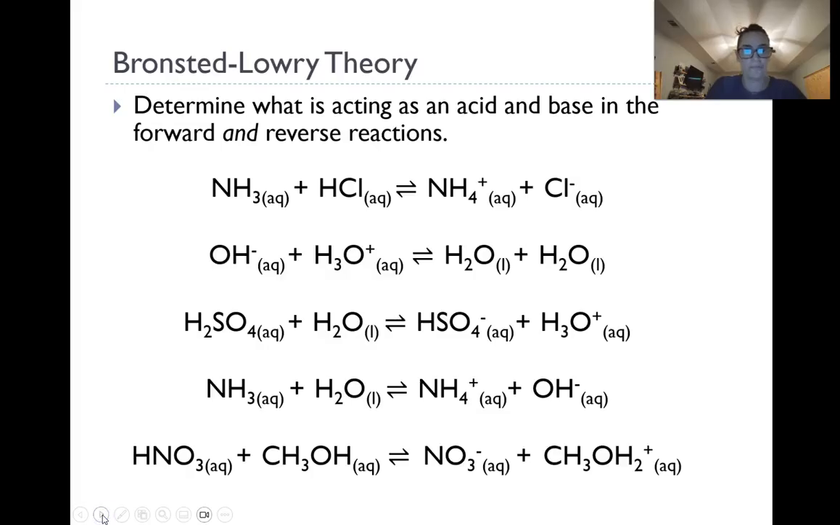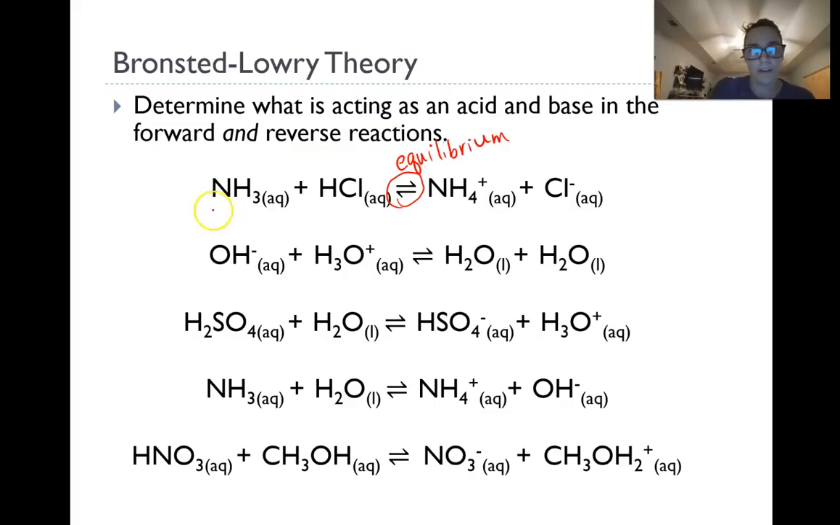So what I want you guys to do, I'm going to do the first one for you. I want you to determine what is acting as an acid and what is acting as a base in the forward and reverse reactions, because we're going to talk about this when we talk about equilibrium. But if you see arrows like this, that means the reaction can happen forward and reverse. And not only that, the forward reaction is happening at the same rate as the reverse reaction. So that is what is known as equilibrium. And a lot of acid-base reactions are equilibrium reactions because they can switch back and forth, right?